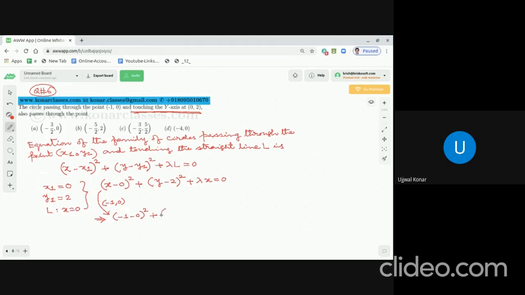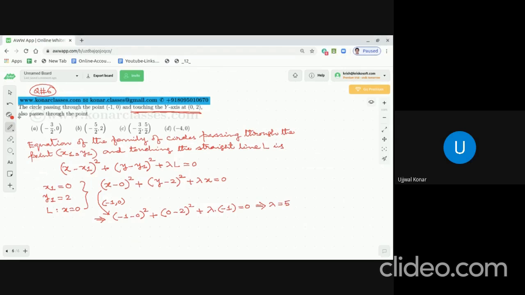Y is 0, 0 minus 2 whole square plus lambda into -1 is equal to 0. So from here we can find the value of lambda. If we simplify it, dear students, we will get the value of lambda. Lambda is equal to 5.